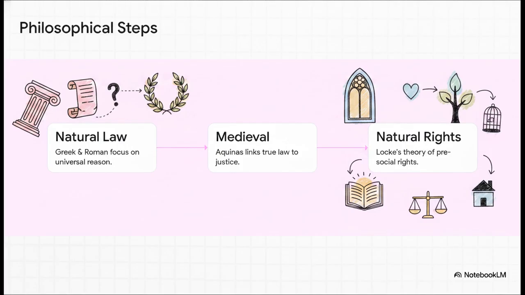Then, moving into the medieval period, theologians like St. Thomas Aquinas argued that any human-made law that contradicts fundamental justice isn't even a true law. It's just an act of violence. Fast forward to the 17th century, and John Locke completely revolutionizes the game with his natural rights theory. He brought in the concept of pre-social rights.